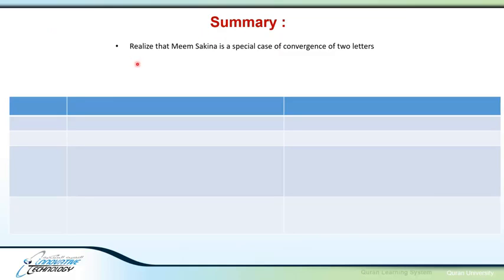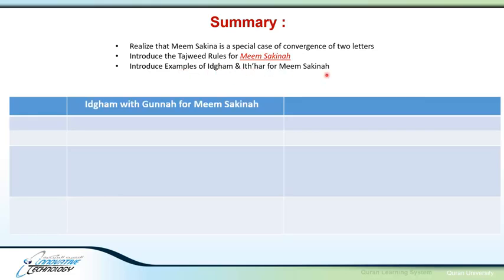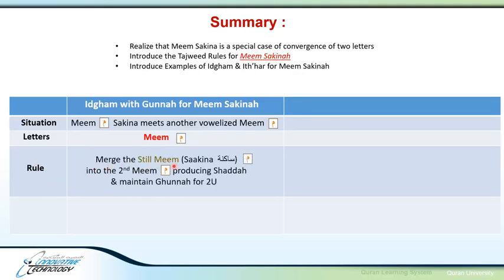Now we're going to summarize the whole lesson in one slide. In this lesson, we realize that the Meem Sakinah is a special case of convergence of two letters. We have also introduced the Tajweed rules for Meem Sakinah, and then elaborated on the idgham and idhar of the Meem Sakinah. For idgham, we took the situation where idgham is to be applied. It is when the Meem Sakinah meets another vowelized meem, and in that case, it's only the letter meem. The rule: merge the still meem, the first Meem Sakinah, with the second meem, the Meem Mutaharrika, producing a shadda and maintaining gunna for 2 units.